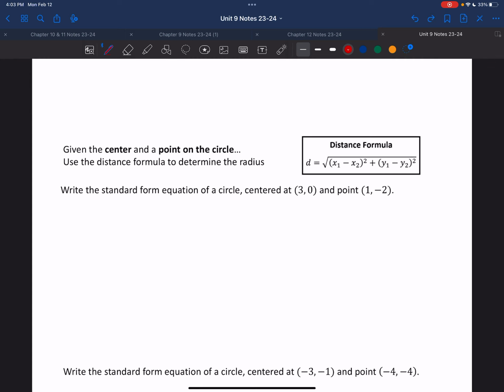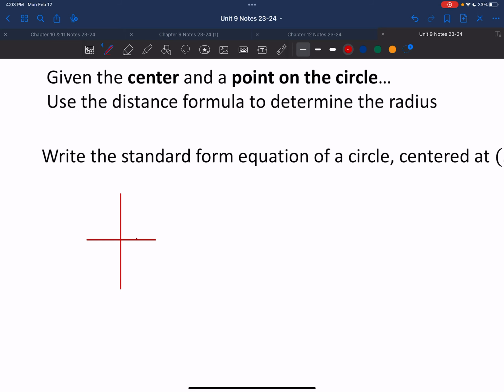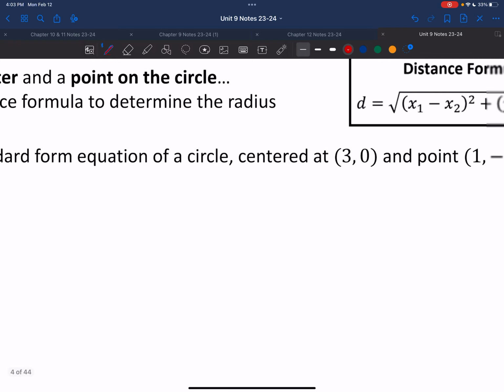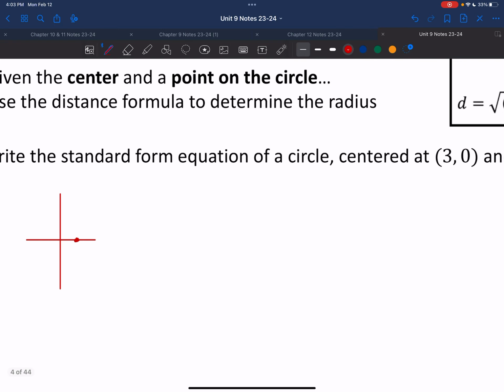So think of it like this, like you have a graph, and you've got a point 3, 0, and then another point on the edge of the circle is at 1, -2. So it might be like right here. So you've got this circle here that goes through that point, and this is what we need to find. We need to find the radius. So in order to find the equation of the circle, you need two things.